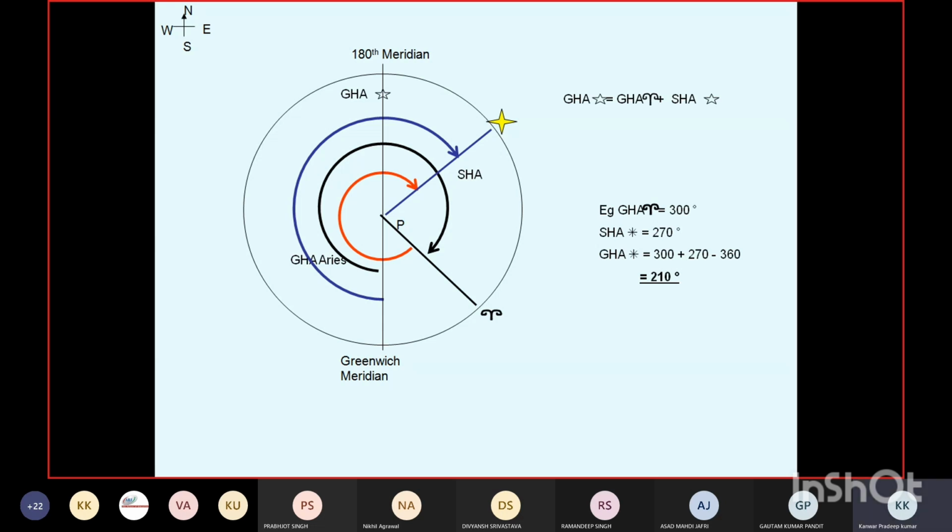Now we take the angles, then it will be more clear to you. GHA Aries is 300, SHA star is 270. You add them, it is 570 minus 360. GHA star is 210. Again, you can make out 180 plus a little more, 30 degrees. GHA star is 210. I hope the diagram and the calculation is very clear to you, gentlemen. Yes? Okay.